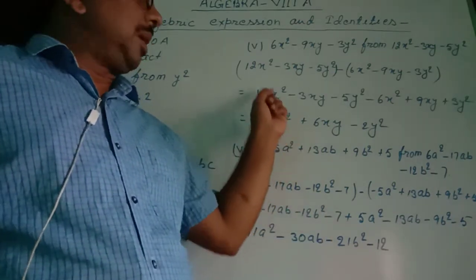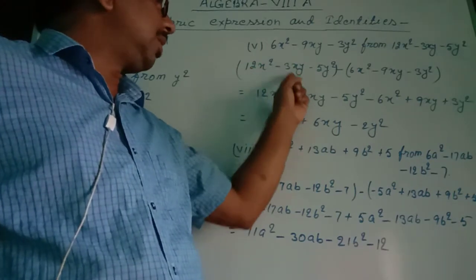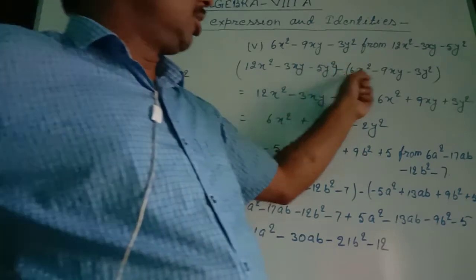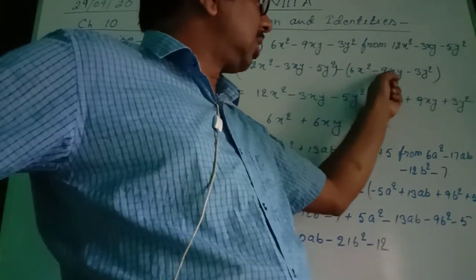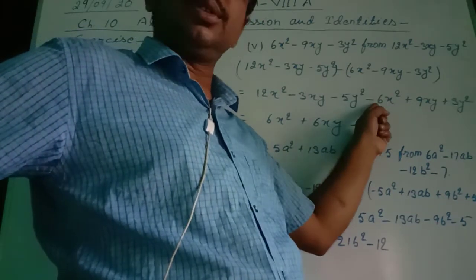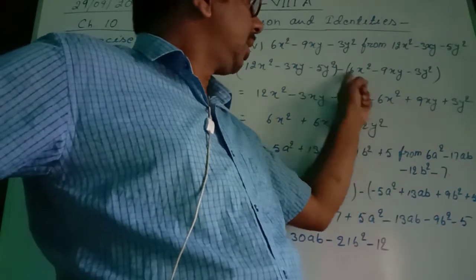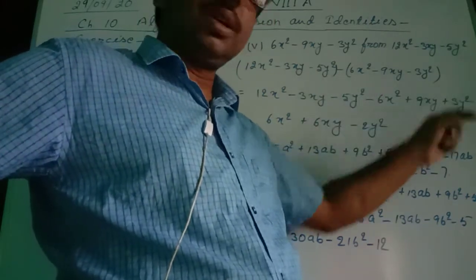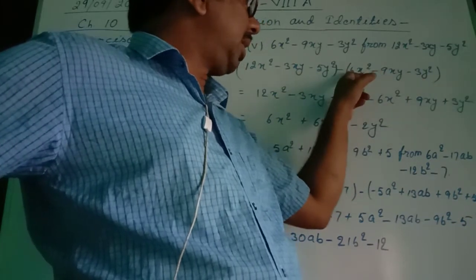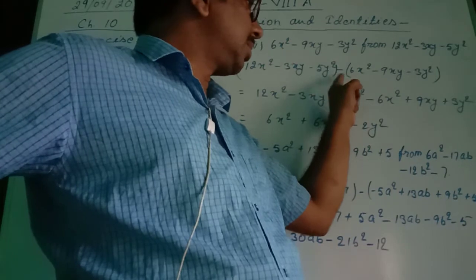In the next step I have omitted this bracket. This became 12x square minus 3xy minus 5y square. And to omit this bracket, we multiply all the signs by minus. So minus plus minus 6x square, minus minus plus 9xy, minus minus plus 3y square. To omit this bracket, I multiplied the signs of all these three terms by this minus.